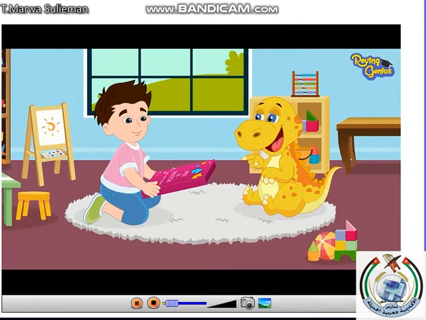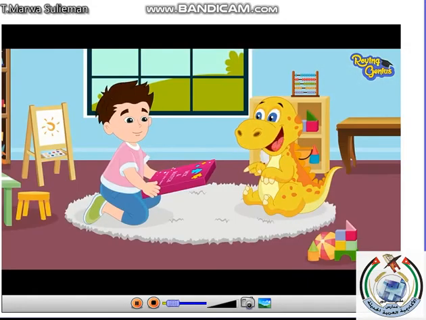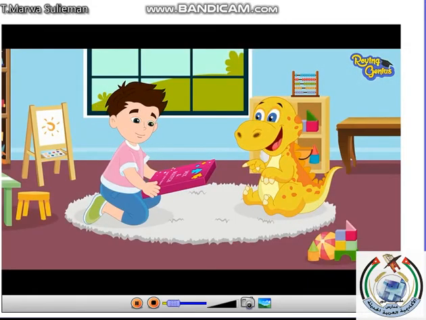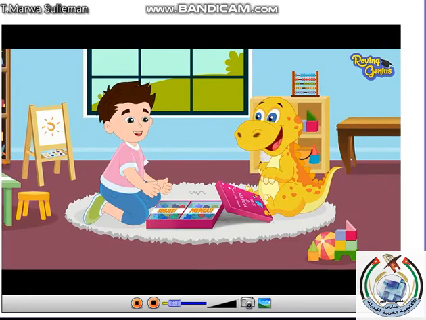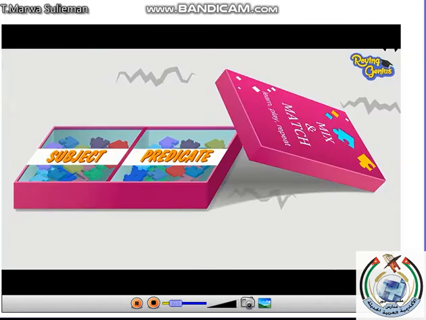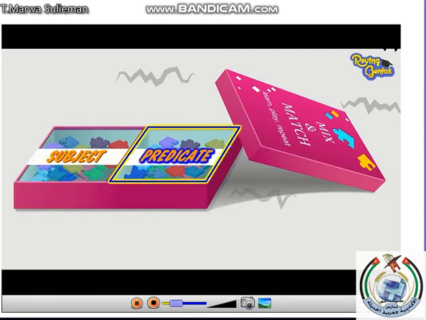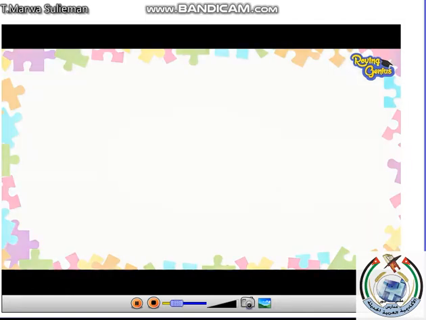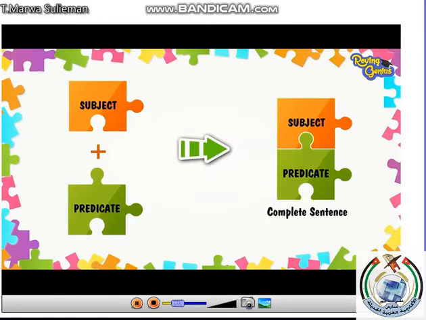Hey Omar, what's that? Hey Elvis, my dad bought this mix and match game for me. Why don't you open it to see what's inside? Subject and predicate. It's interesting. But I don't know how to play it. Don't worry, I will help you out. This box contains the subject parts and this box contains the predicate parts. Match each subject to its respective predicate to get a complete sentence.